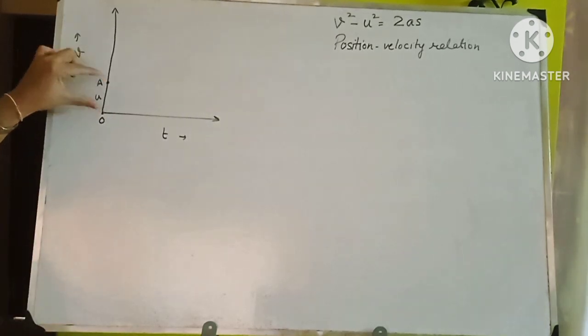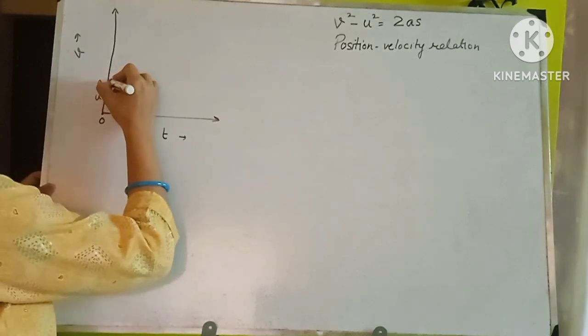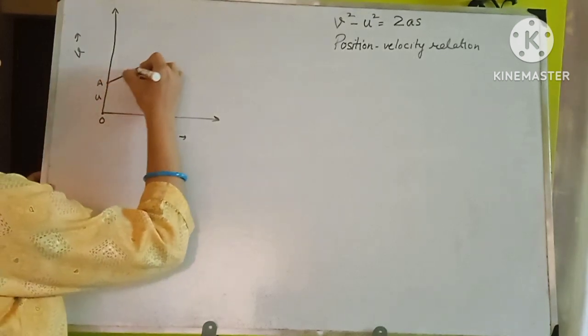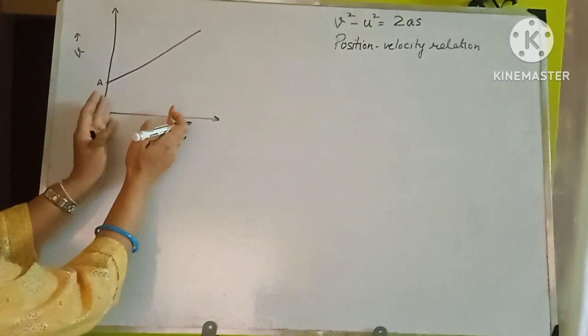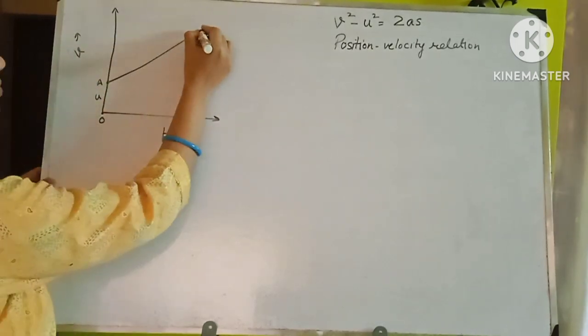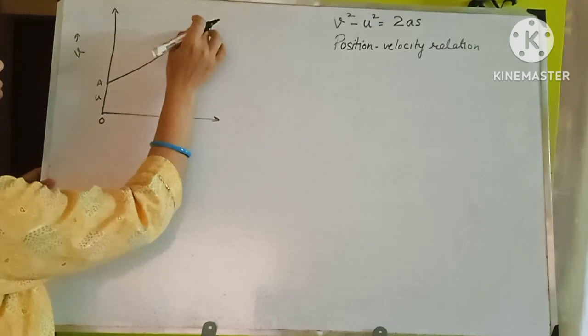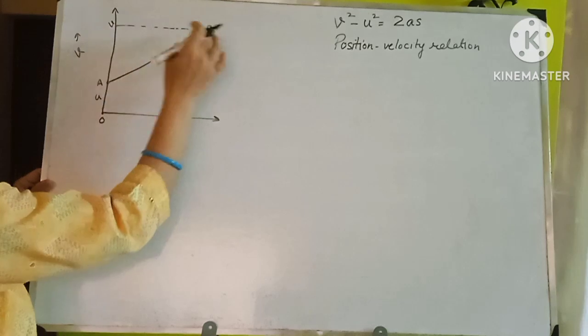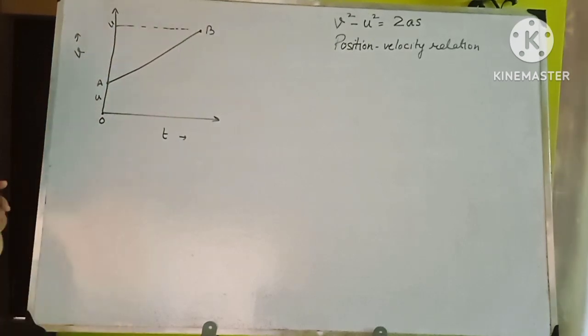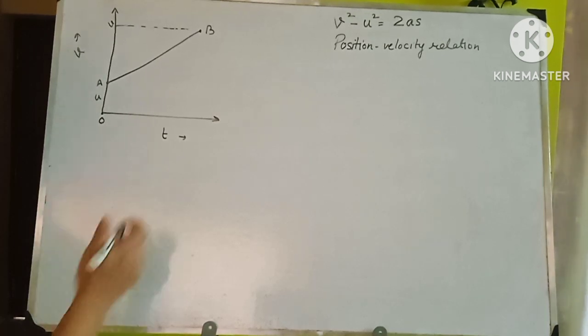A body is traveling with initial velocity u. It's traveling with uniform acceleration, and within time t, it attains a final velocity of v. So what is the final velocity of the object? It's v. AB shows the motion. AB shows the VT graph for a uniformly accelerated body, right?